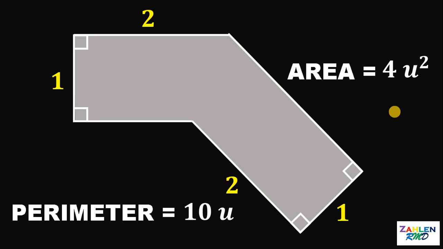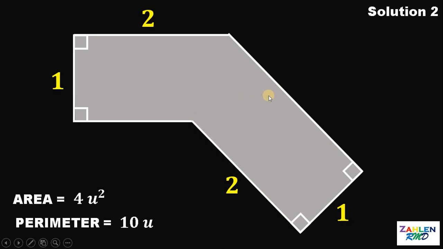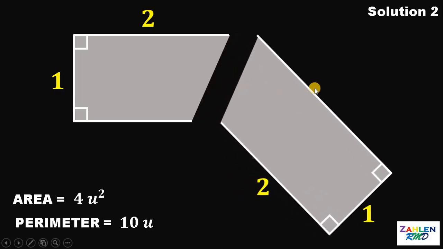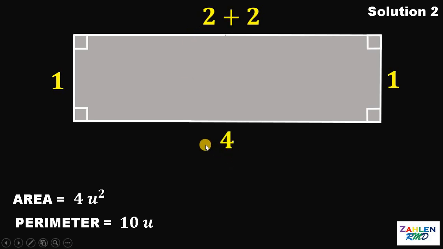Now here comes our solution number 2. For our solution number 2, what we're going to do is cut this figure into two shapes, like this. And then, what we're going to do is flip this shape to create a rectangle like this. Now, as you can see, the length of this rectangle must be equal to 2 plus 2, or simply equal to 4. So the other side must also be equal to 4. Now, the area is simply 4 times 1, or simply 4 square units, while the perimeter is just 4 plus 1 plus 4 plus 1, or simply equal to 10 units.